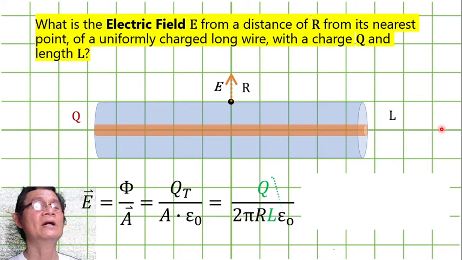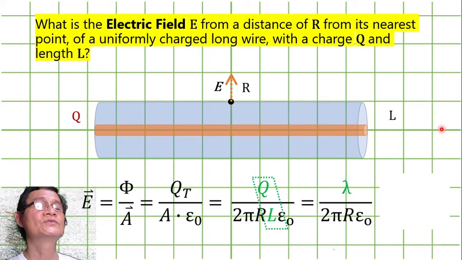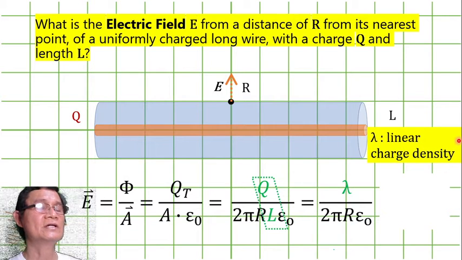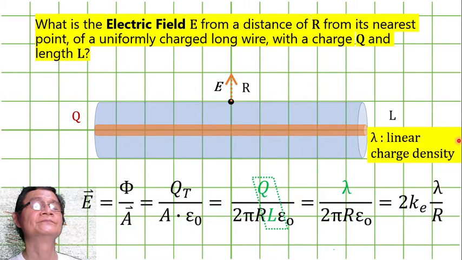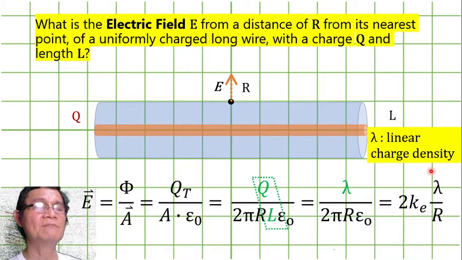And it so happened that, if you look at this carefully, you have a ratio of Q over L, which can also be expressed as lambda. And what is that lambda? That is the linear charge density. And of course, the final expression is 2k_e lambda over r. Notice the formula is a lot simpler than when using the Coulomb's law equation.